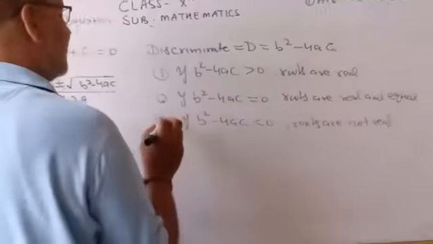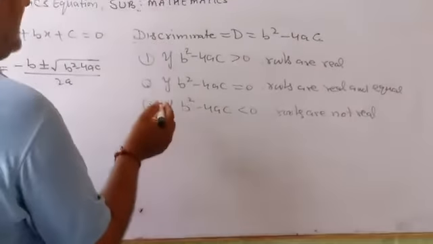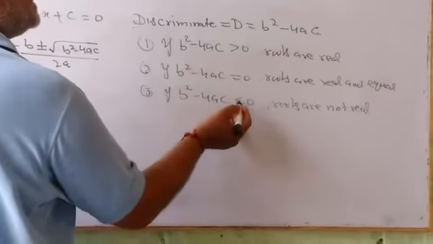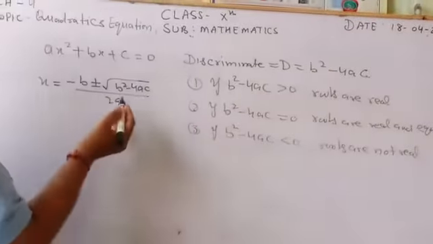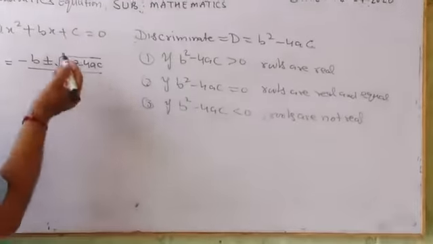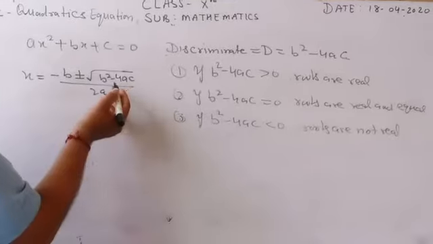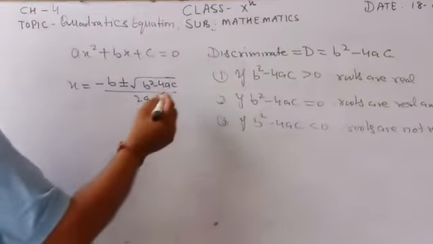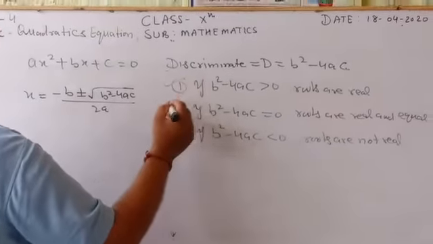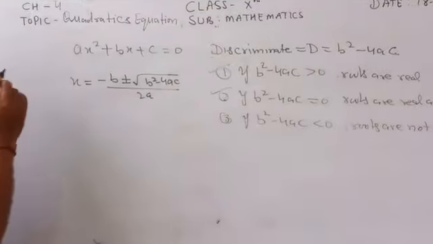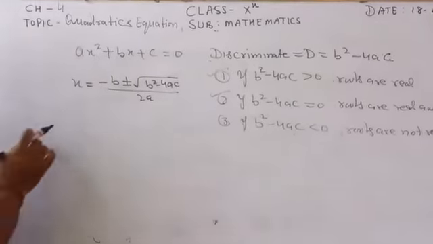In this case we cannot apply the formula, because b square minus 4ac less than 0 means it is a negative value. Putting the negative value under the square root is not possible, or we get an imaginary number, which is also called not real. So we apply the formula only in case of the first and second. First we check the discriminant, then apply the formula.